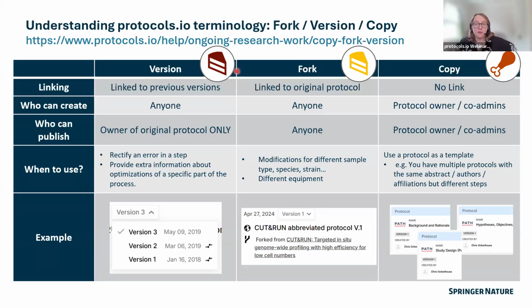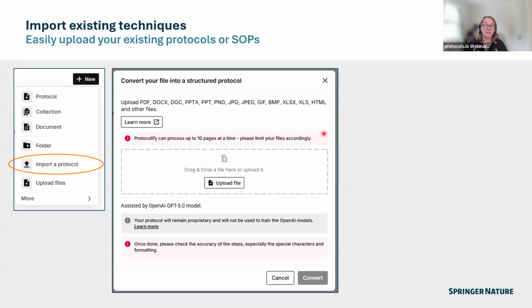So those are our important terminology. And one way that you can start getting protocols onto protocols.io is finding others' protocols and forking those and building off of them for your own research. Another way is to import existing techniques. So you can come in and click import a protocol and then use our Protocolify AI importer to upload a protocol that's in any existing format or many existing formats. This is limited to 10 pages at a time. So if you do have a really long protocol, you probably are better using our protocol import service.